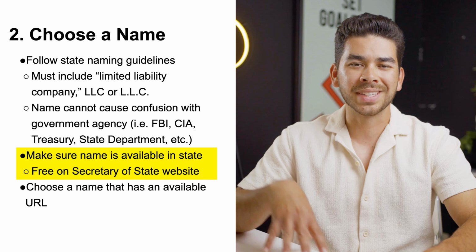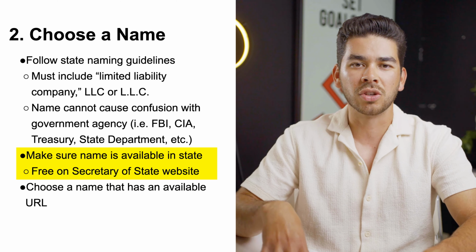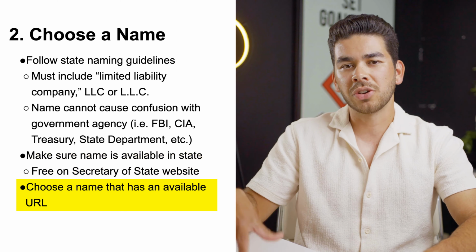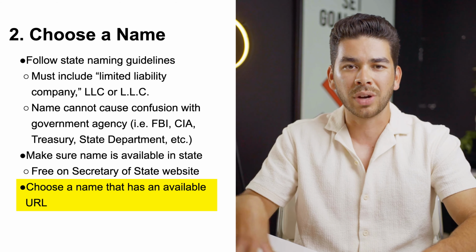You want to make sure that your desired name is available in your state, so if you go to the Secretary of State website, you can do a name search there. You also want to make sure that your name has an available URL, so when you go to create your website, you don't have any problems there.